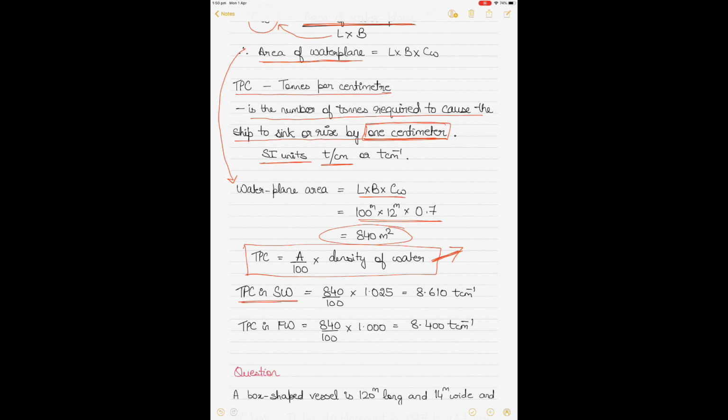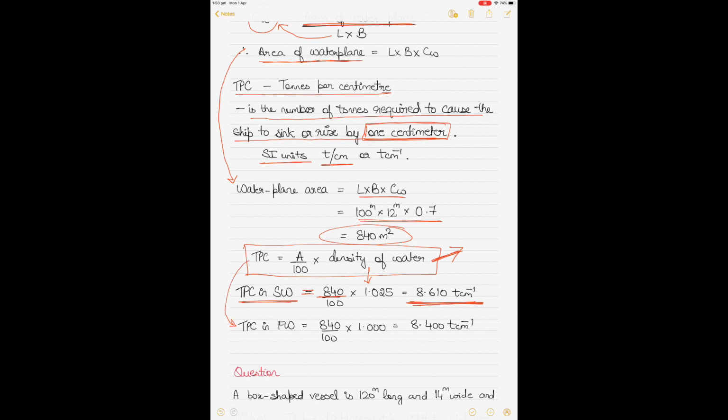So TPC in salt water or sea water with a relative density of 1.025 can be calculated as 840 divided by 100 multiplied by 1.025. The same formula is applied here. And then you get your TPC. That means this is the amount of tons required to immerse the ship by 1 centimeter in seawater.